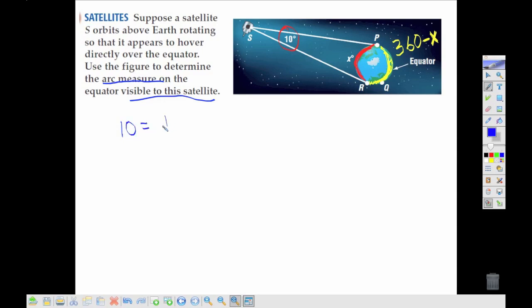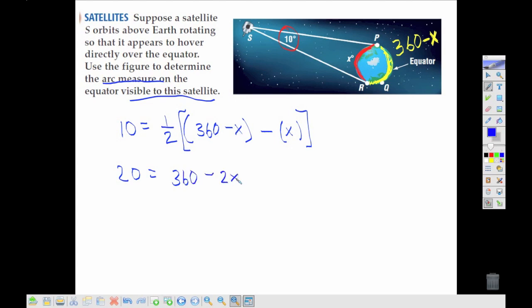Our angle 10 is equal to 1/2 the difference of our arcs. So the first arc there is going to be 360 minus x, that's the far side, and then the closer side is just x. I'm going to multiply both sides by 2 here and get 20 equals 360 minus x minus x, that's minus 2x. I'm going to move 2x to the other side by adding it, and I'm also going to subtract 20, and that's going to give me 340. And so my x will be 170 degrees.